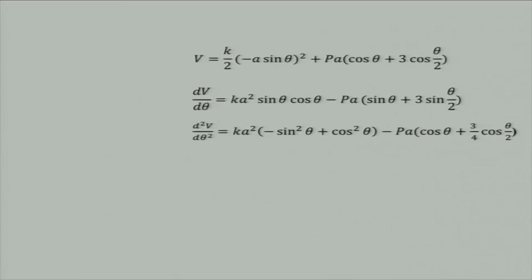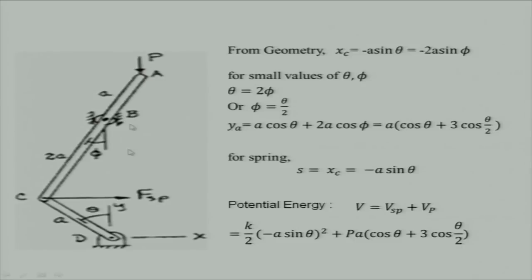Okay. So now, suppose your system is now deformed in this conformation. This is theta, this is phi. Theta and phi are not independent. There will be a relation between them. So what will be the total potential energy of this system? If this is theta, what is the extension of the spring?